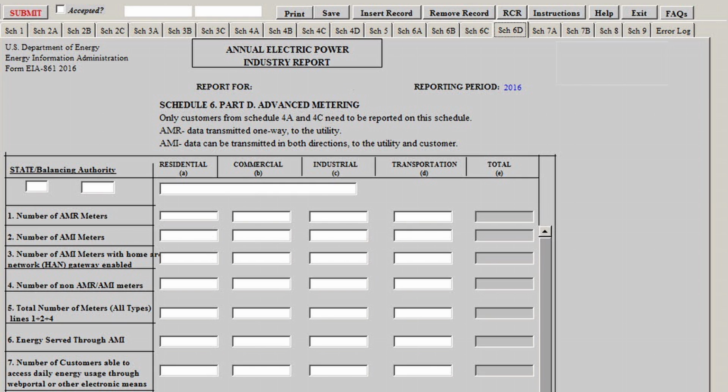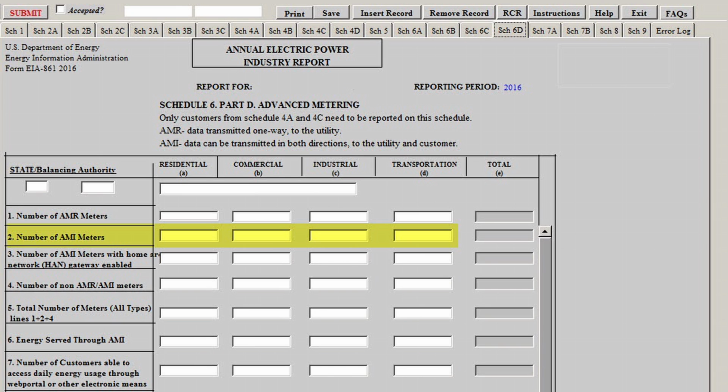Schedule 6 Part D must be reported by respondents that report on Schedule 4A and/or 4C. Schedule 6D collects the December end-of-year meter count, and if you also report on the EIA-861M, it should match the December EIA-861M meter data for the reporting year. There are 3 main types of meters. The first is reported on Line 1. AMR meters transmit data one way from the customer's meter to the utility.